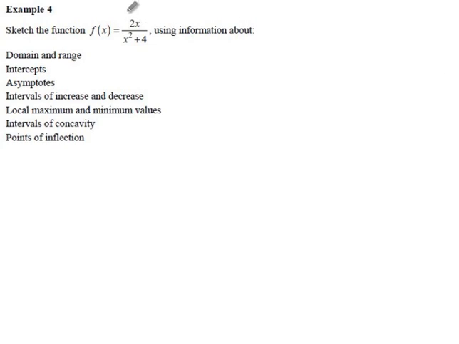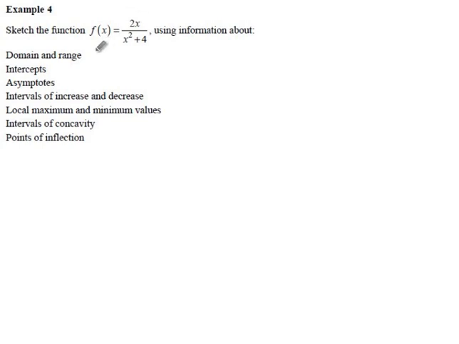Sketch the function f of x using information about... Okay, before we dig in, I don't know why this question is in the lesson about slant asymptotes, because this doesn't have any slant asymptotes. It's very strangely located, and if you feel like skipping over it for now, there's plenty of reason to do that. But if you keep listening, I will work through this because what the heck, it's here.